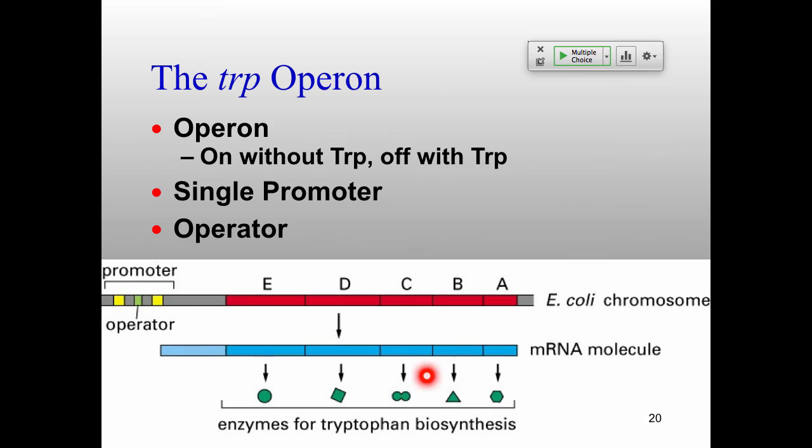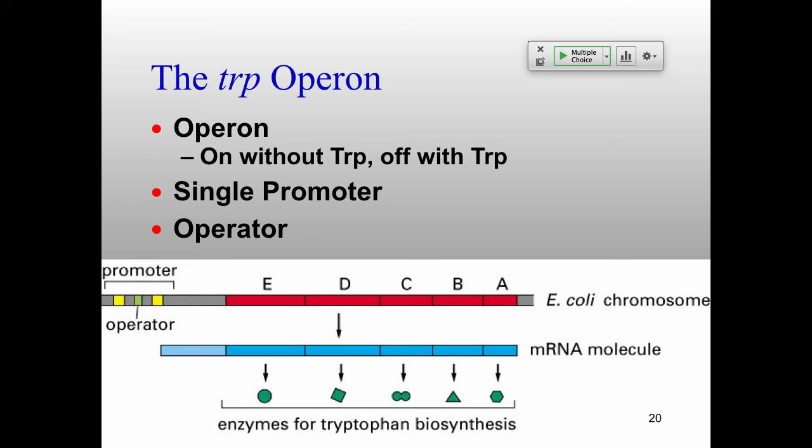Now, why is tryptophan so important? Tryptophan, as all of you remember from your amino acid structures, which I didn't ask you to remember for this class, is one of the most complex. It's got two ring structures, very large, probably developed very late in the genetic code, but that's a different story. So you need lots of different enzymes to make tryptophan.